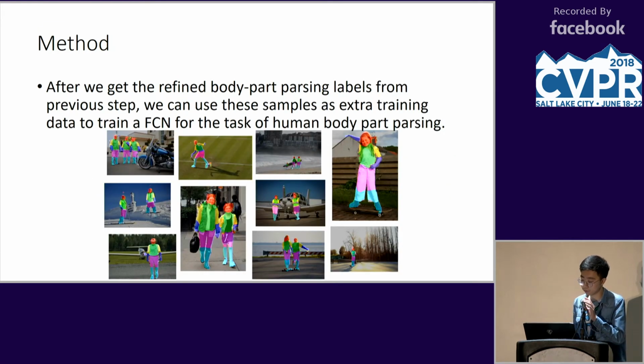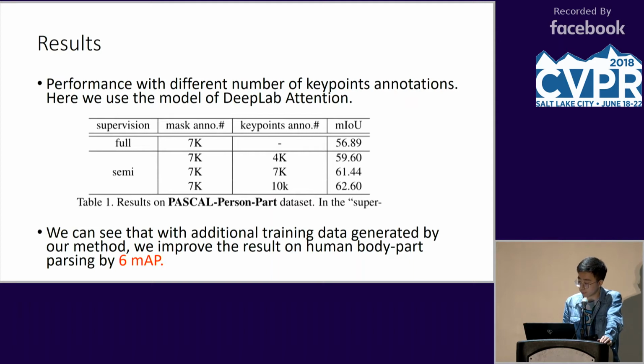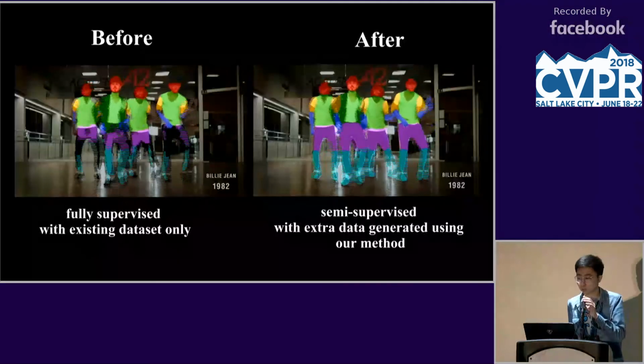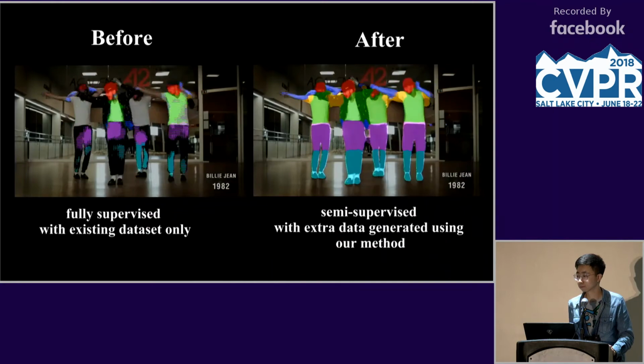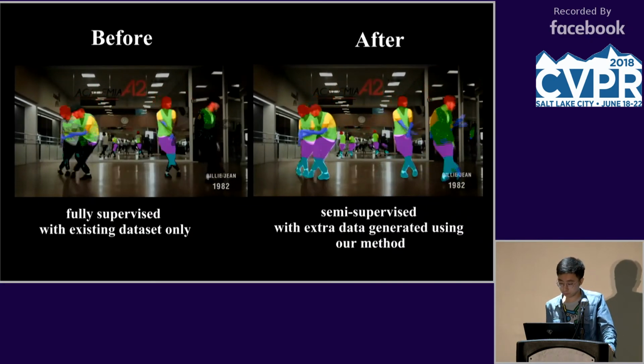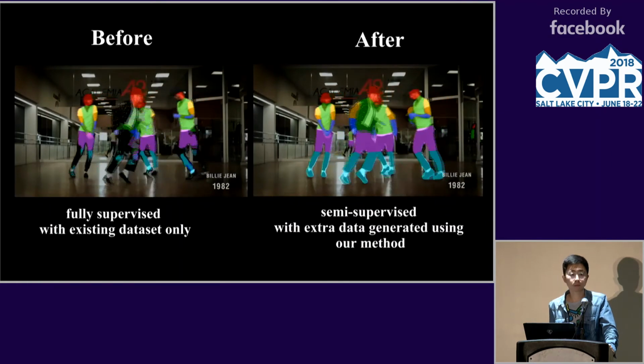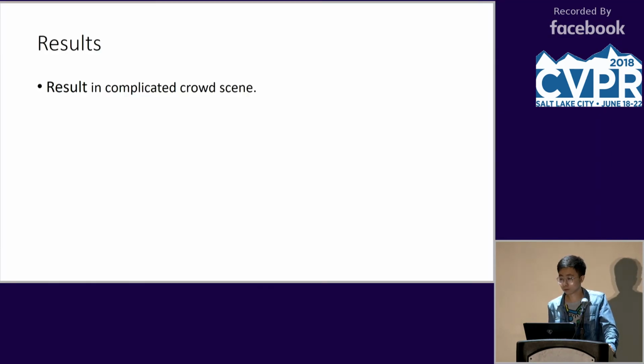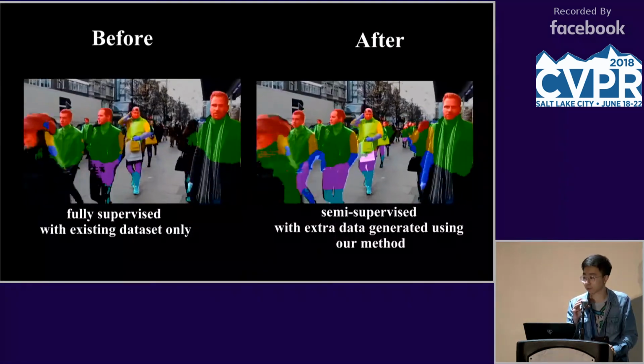Here we show some results of the final transferred labels using our method. These results are used as extra training data for the task of body part parsing. With our semi-supervised method, we outperformed the fully supervised baseline by 6 mAP, and our result achieves the state-of-the-art. Next, we show some qualitative results. And some results in complicated crowded scenes.